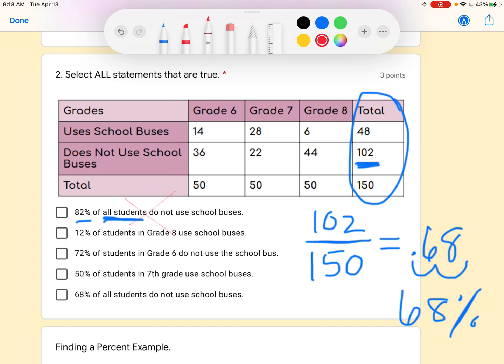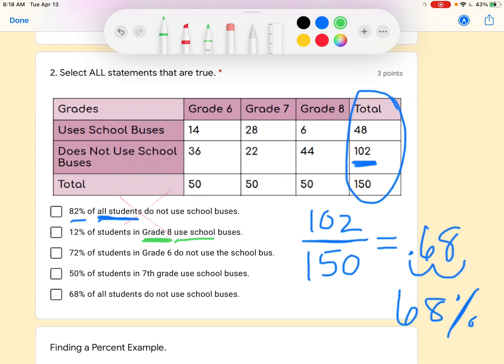Okay? So you'd follow that same process, just make sure you're identifying key pieces of information in all of these problems. For example, this one says grade 8 and use school buses. So make sure you're referencing for that one the 8th graders that use school buses, and remember, make sure you're also referencing the total for just 8th grade, so that this is only talking about 8th grade. Same thing for the 7th grade one. I see this one talking about, or actually grade 6 that do not use school buses. So you would look at grade 6 that do not use school buses, and you would compare that to the total for only grade 6. And then same thing for the 7th grade.